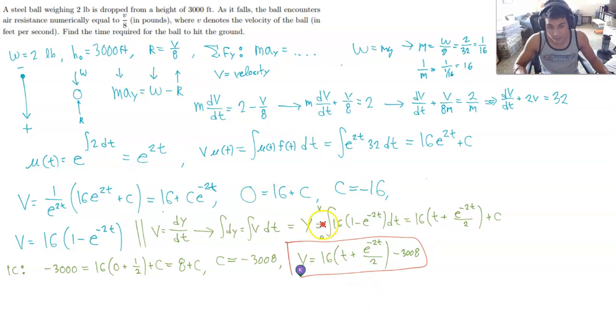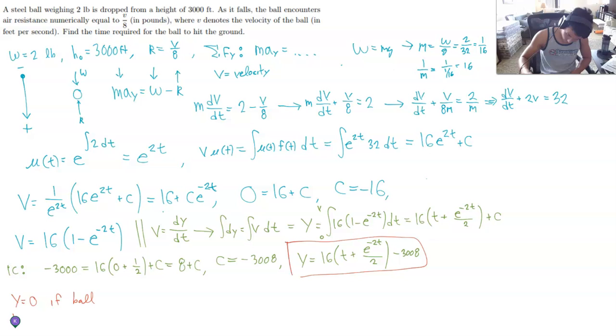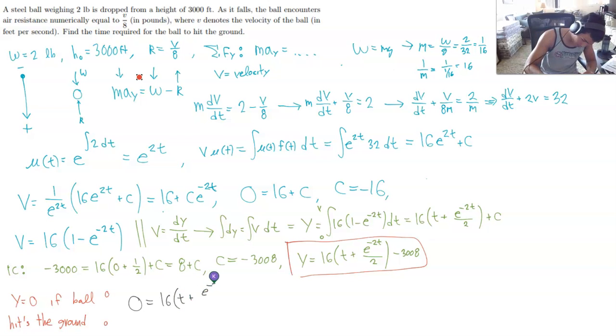Now the question wants to know the time it takes for the ball to hit the ground, though. So the way you can find that is, y has to equal 0. So y equals 0 if the ball hits the ground, right? Okay, so if that's true, then you go 0 is equal to what? 16 times (t plus e to the negative 2t divided by 2) minus 3,008.